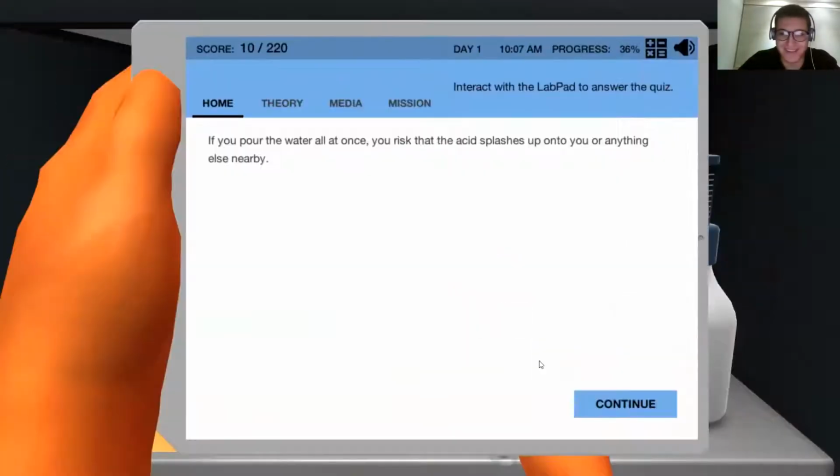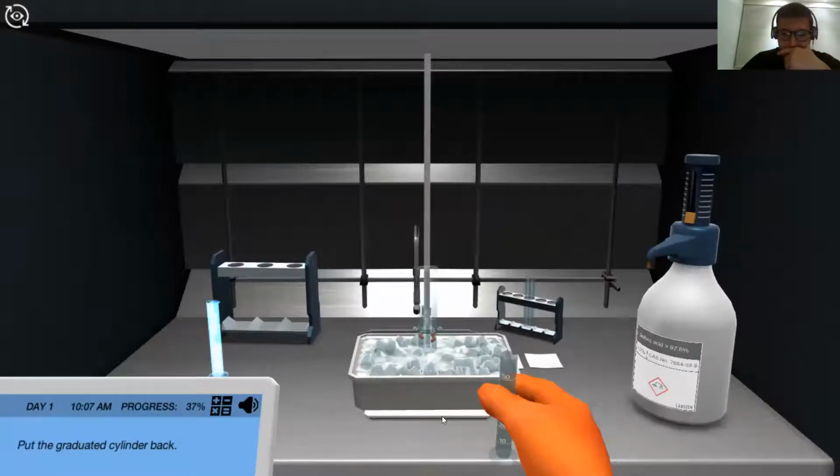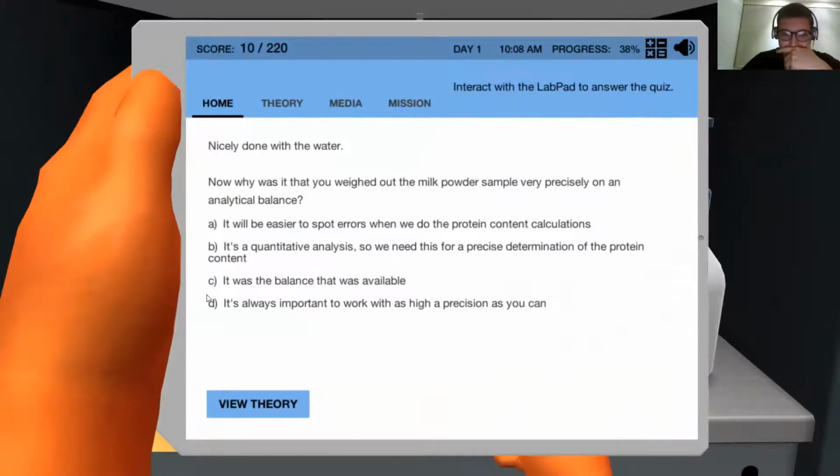If you pour the water all at once, you risk that the acid splashes up onto you or anything else nearby. Put the graduated cylinder back. Nicely done with the water.